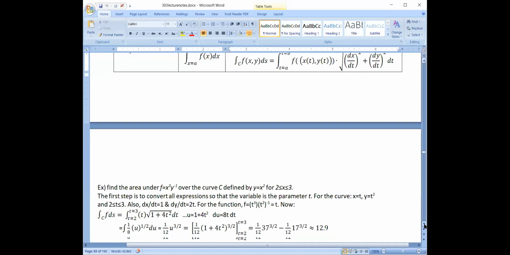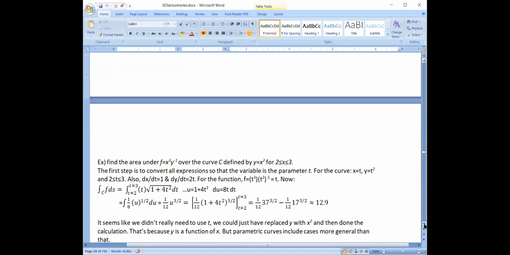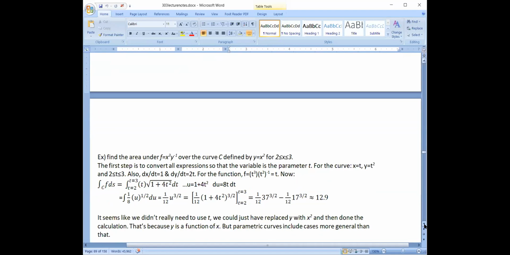Now, in this particular case, it seemed we didn't really need to use the parameter t, because our curve is defined with y as a function of x. We really could have just done everything in terms of x. But this was practice, because we know that typically curves are written parametrically for a reason: y is not a function of x. So let's take a look at that example.